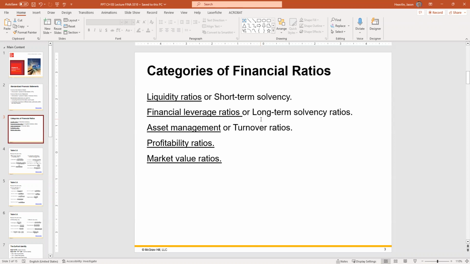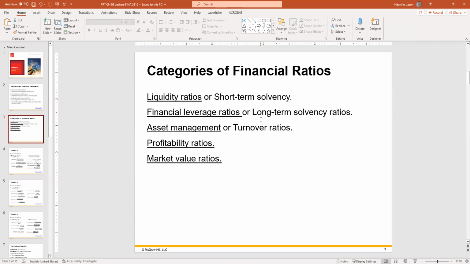Profitability ratios is about profits. So in a business, money comes in, you pay off your expenses and costs, you pay those out, and then you are left with your profit. So the question is, from the money that comes in, how much are you keeping? And that's profitability ratios.